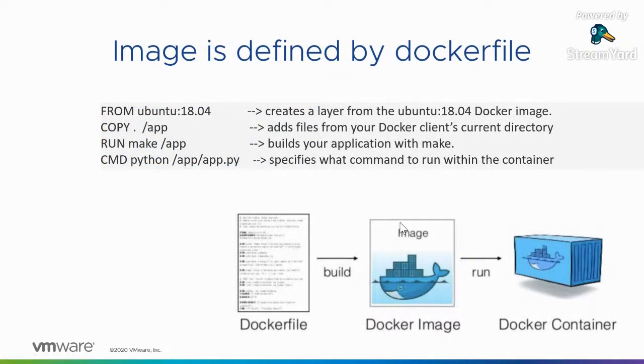So this is a sample for a Dockerfile. We can write it using any text editor. The file name would just be called Dockerfile, and these are the four basic things which your Dockerfile should have. The first thing is we'll have to define from which operating system or from which image we are building.